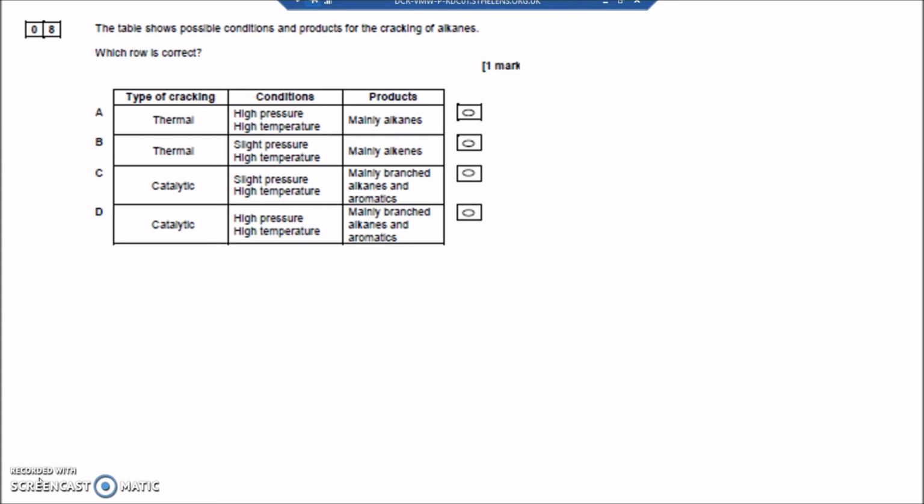Catalytic cracking, high temperature, yes. Slight pressure, yes. Mainly branched alkanes, yeah. Branched alkanes and aromatics, that means ring structures. So C is correct. Catalytic, high pressure? No, only slight pressure. High temperature, correct. Mainly branched alkanes and aromatics. So the answer is C. Slight pressure, high temperature for catalytic cracking, making mainly branched alkanes and aromatics. C.